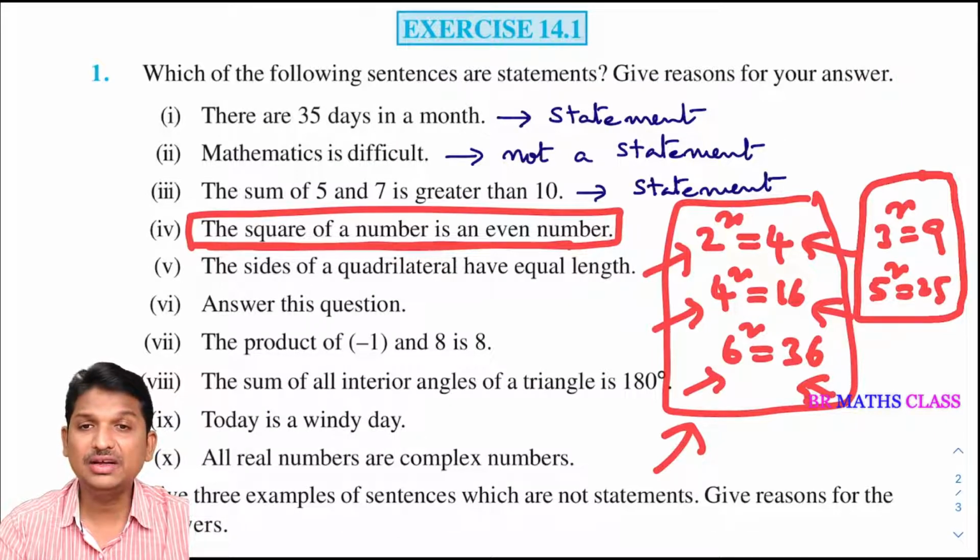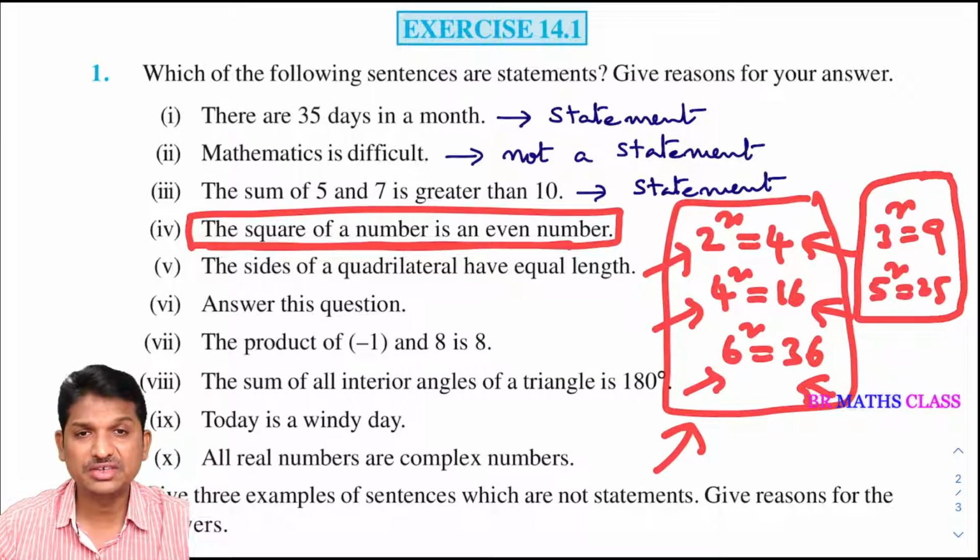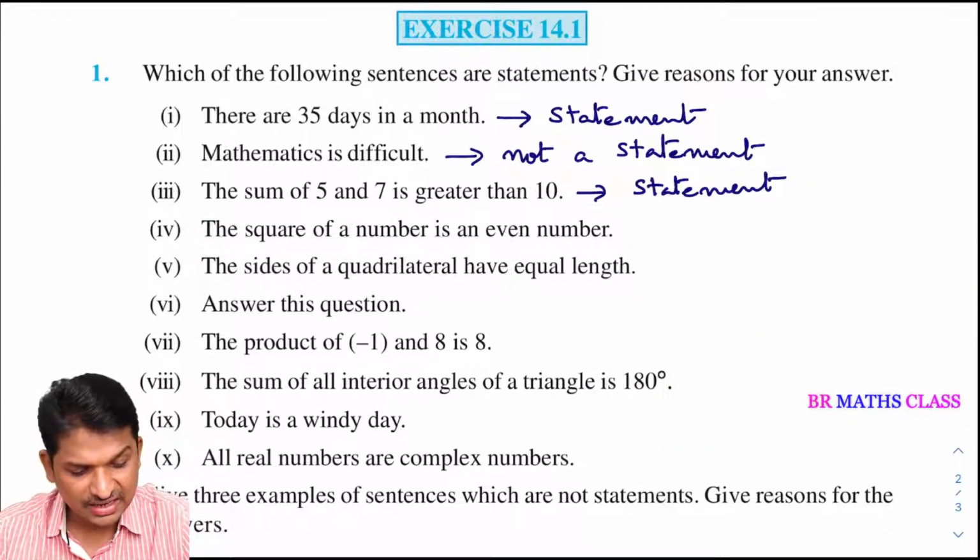When you cannot declare whether it is true or false, at that time it is not a statement. I hope you are understanding. What is the definition of a statement? It is a sentence which is either true or false, but not both. Here both are happening. For some numbers it is true, for some numbers it is false. That's why I'll write here, not a statement.